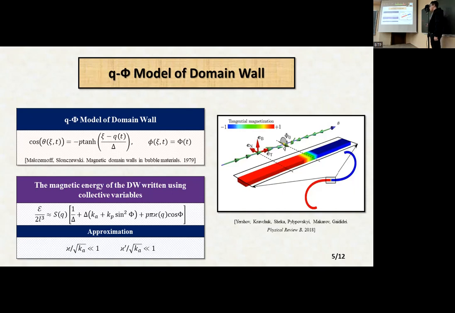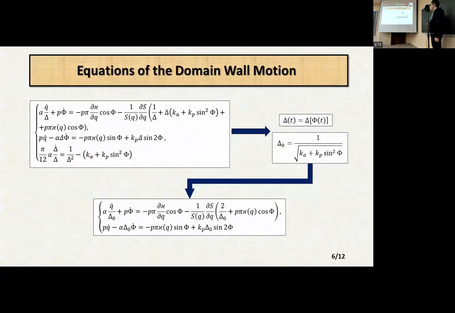Using this model, we have obtained the magnetic energy of the domain wall written in collective variables. This domain wall energy is approximate, up to the additive constant and quadratic terms with respect to curvature and curvature gradient. Using this energy, we have obtained the equations of motion of the domain wall in a curved magnetic nanostripe with variable cross-sectional area.